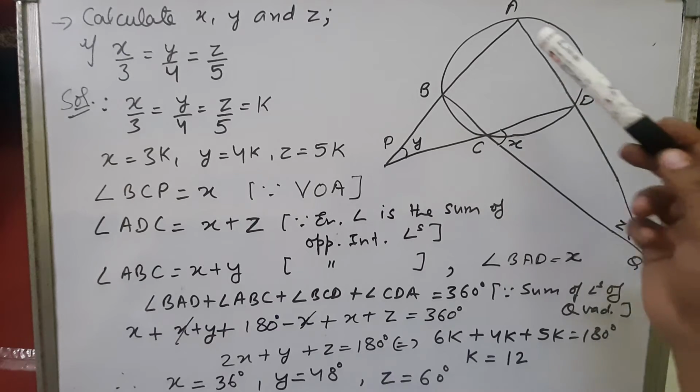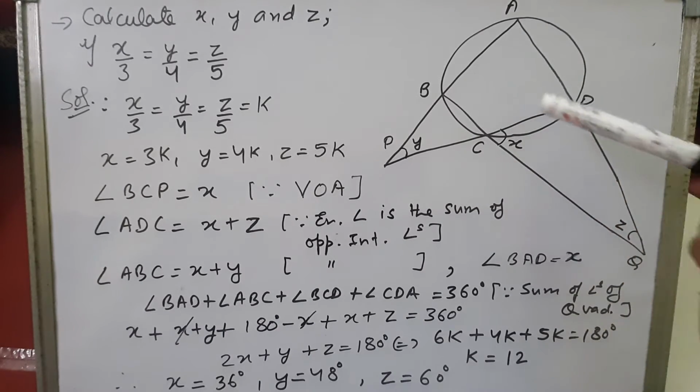And if this angle is x, then this angle will also be x, because the exterior angles of a cyclic quadrilateral are equal.